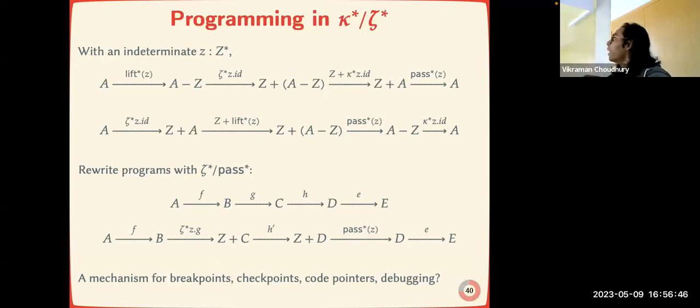You can, for example, have a sequential program, but if I give you a free continuation, you can use zeta star to splice it in, and then between z plus c and z plus d, you can write a new program which may or may not use the z. And it seems to me that these ideas could be related to things like checkpoints and breakpoints and debugging. I'm not sure about the formal details yet.